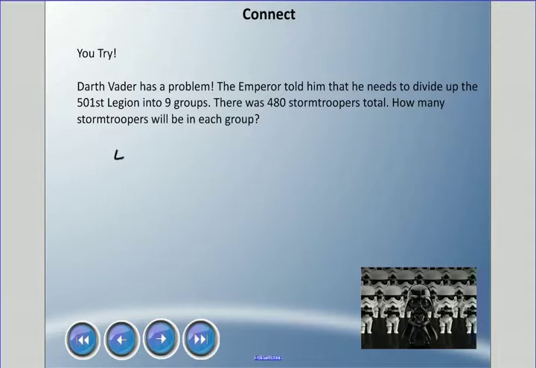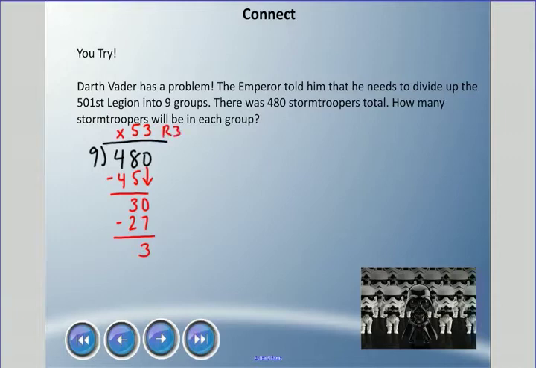So long division, 480 divided by 9. So 9 cannot go into 4, so I'm going to put an X there. But 9 can go into 48. And 9 times 5 is 45. That's the closest I can get without going over. I'm going to subtract that. I get a 3. 9 cannot go into 3, so I'm going to bring down this 0 and it becomes a 30. 9 can go into 30 3 times, which is 27. That's the highest I can go without going over. I'm left with a 3. So I have 53 remainder 3.